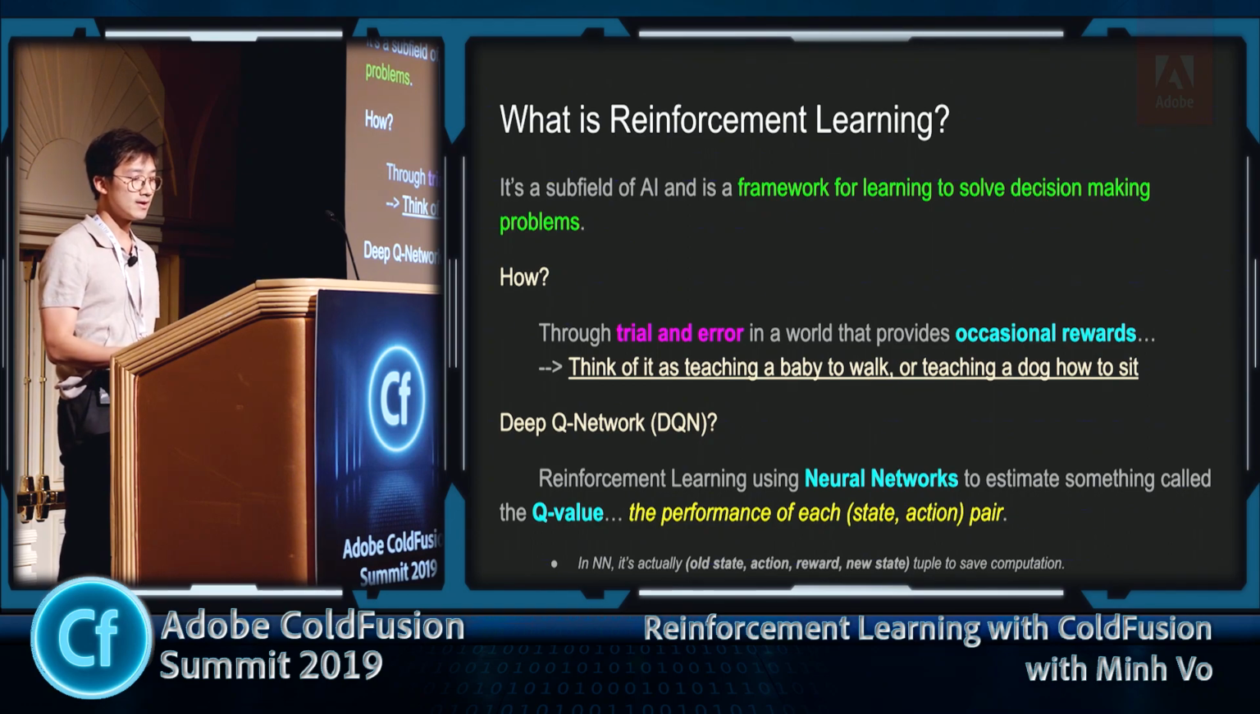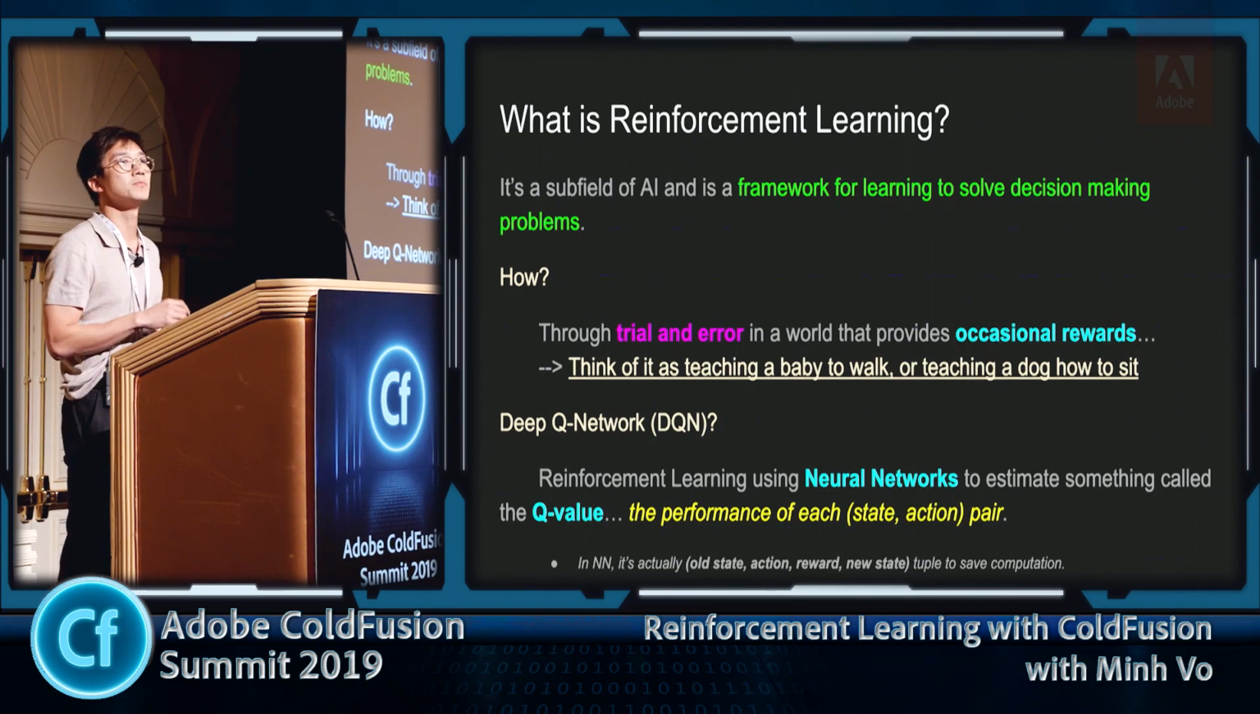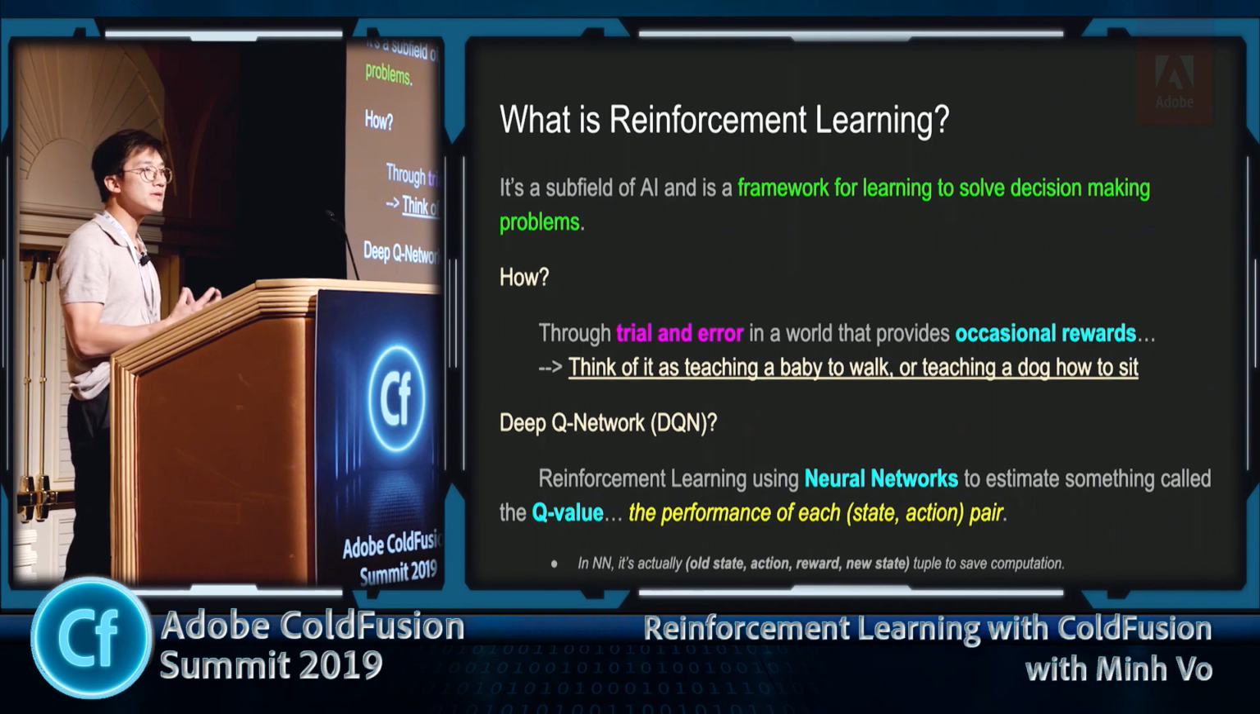And Deep Q Network, why did I pick this one? Honestly, it was the easiest one to reason about, easiest one to implement, and this is just one algorithm of reinforcement learning. But with Deep Q Networks, it's basically just reinforcement learning using neural networks to estimate something called the Q value. And what is Q value? Generally speaking, it's just the performance of each state action pair.